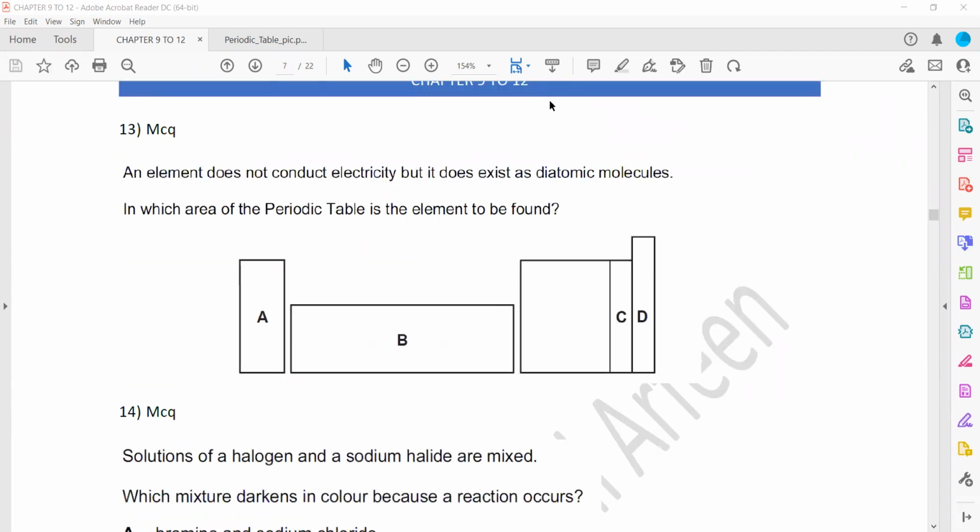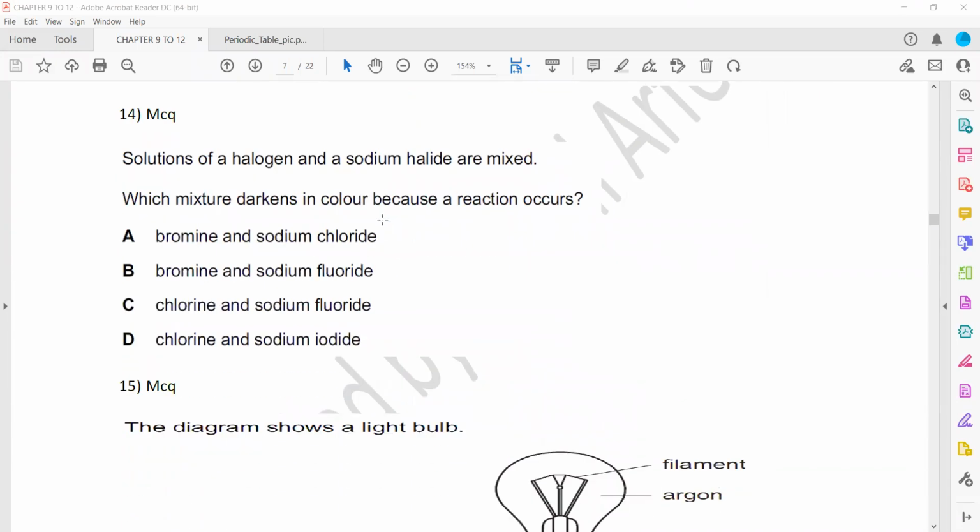In question 13, an element does not conduct electricity but exists as a diatomic. So if it does not conduct electricity, it means it is not a metal. So it cannot be A, it cannot be B, because metals can conduct electricity, non-metals cannot, except for graphite. Diatomic, so it will be halogen, C. So C will be the right answer, because group 8 elements are not diatomic, they are monoatomic, like you will find one atom. So diatomic will be halogen or group 7.